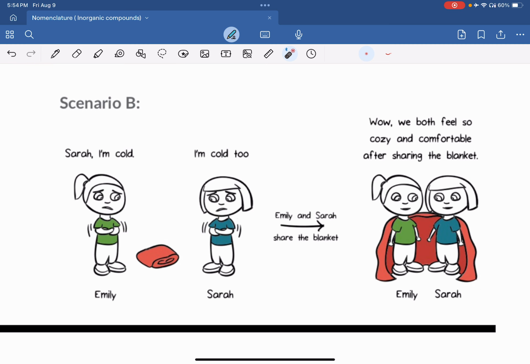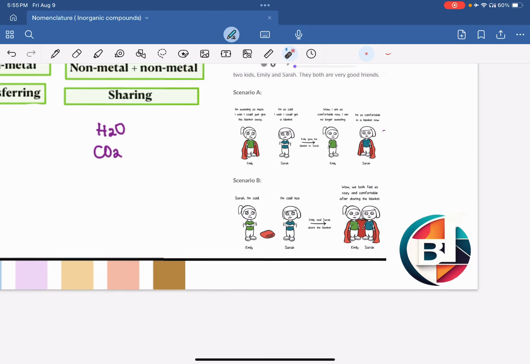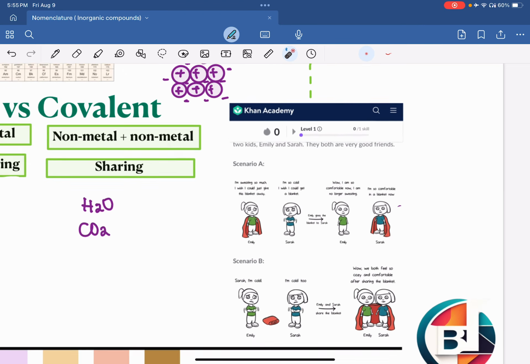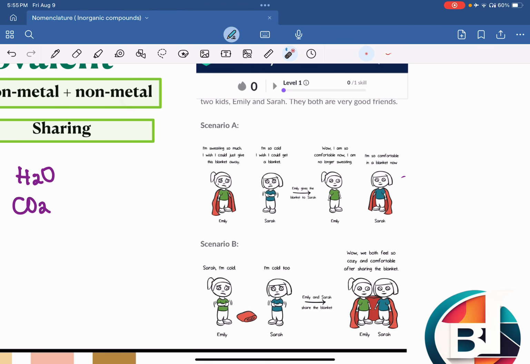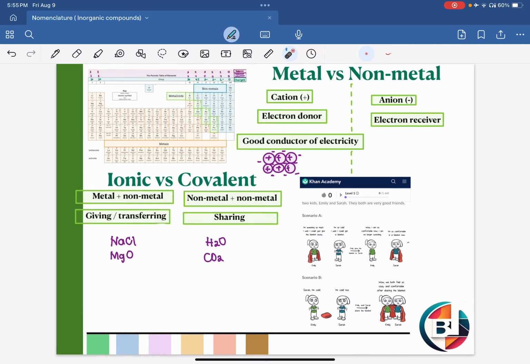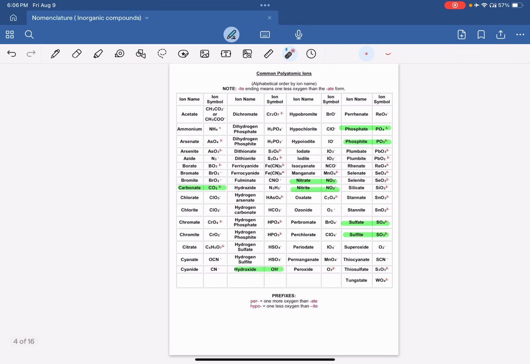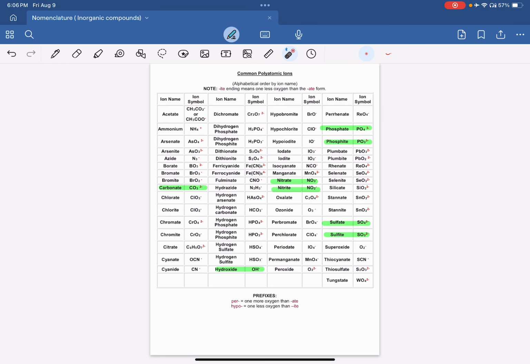Let's go to scenario B. Two nonmetals both need a blanket, so they decide to share it. This illustrates how nonmetals share electrons in a covalent bond. This analogy highlights the fundamental differences between ionic and covalent bonds, having scenario A as ionic and scenario B as covalent. I will now present a list of common polyatomic ions.